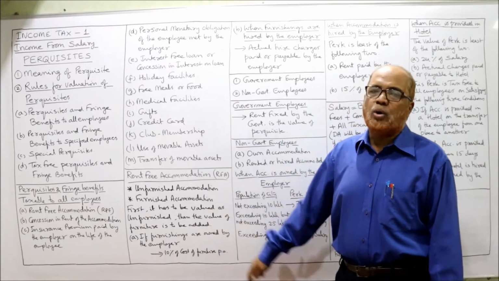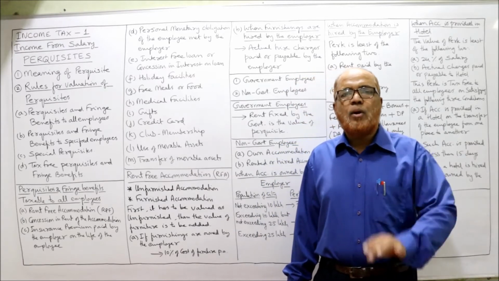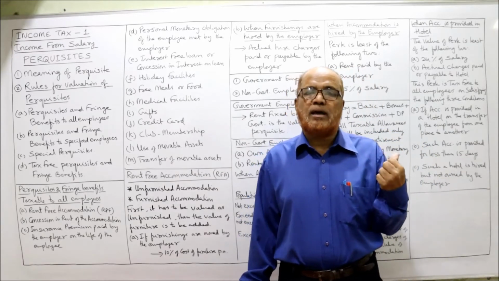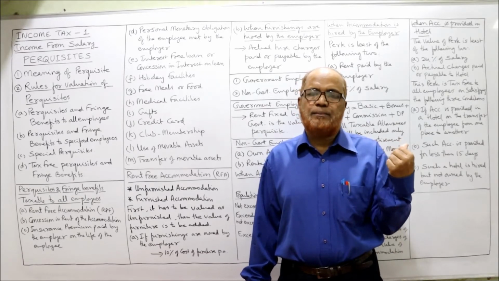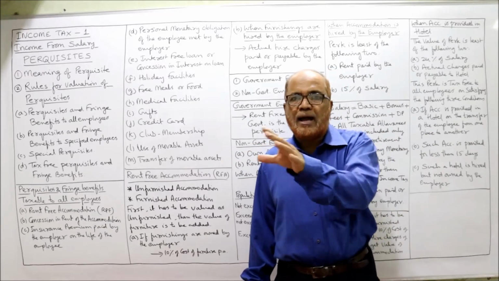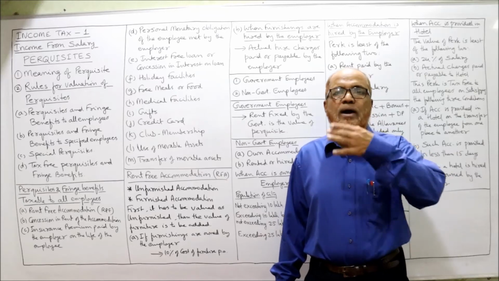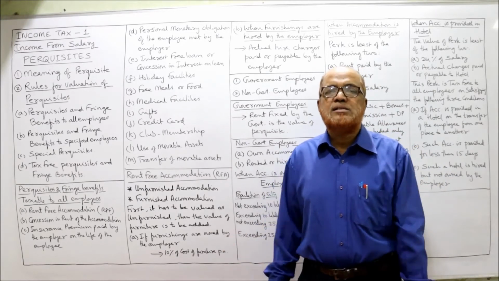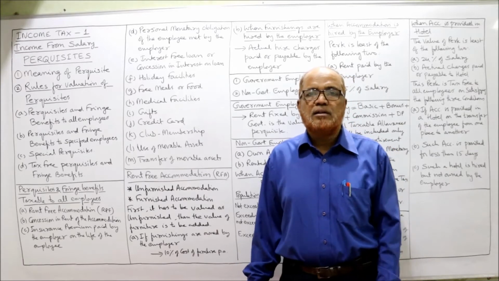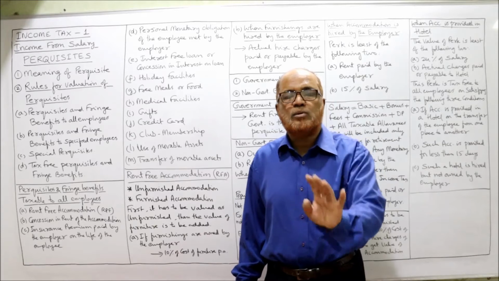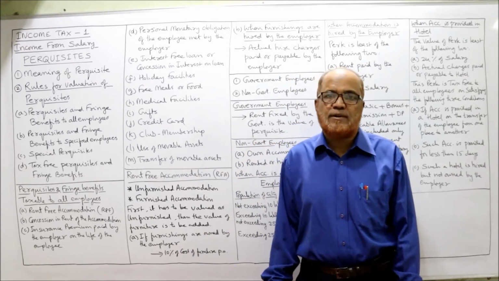Next one, interest-free loan or concession in interest on loan. Sometimes an employee will take a loan from the employer interest-free. Mr. X is an employee in a company. If he takes a loan from a bank, he has to pay interest on the loan. Sometimes the employer will provide the loan to the employee without any interest. That means he is getting a benefit. Interest-free loan he is getting. That benefit is a perquisite. It is taxable.